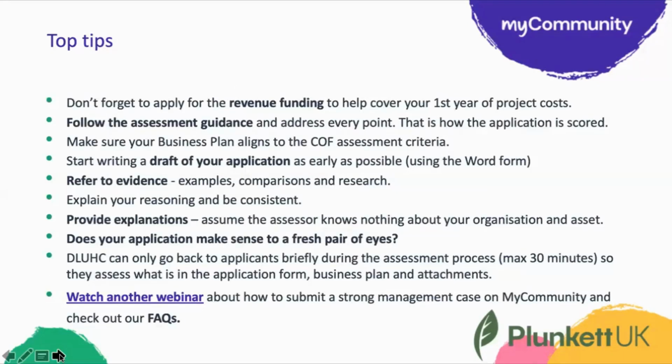So we have just a few last top tips, just to summarize, some practical tips for what you should and shouldn't do. The first one is just a reminder about revenue funding. As well as this capital funding, we've already said you can apply for capital funds of up to £2 million, as long as you can match that with 20% of your own funding. But don't forget, you can apply for revenue funding of 20% or 50,000, whichever is the greater. That's of your capital ask.